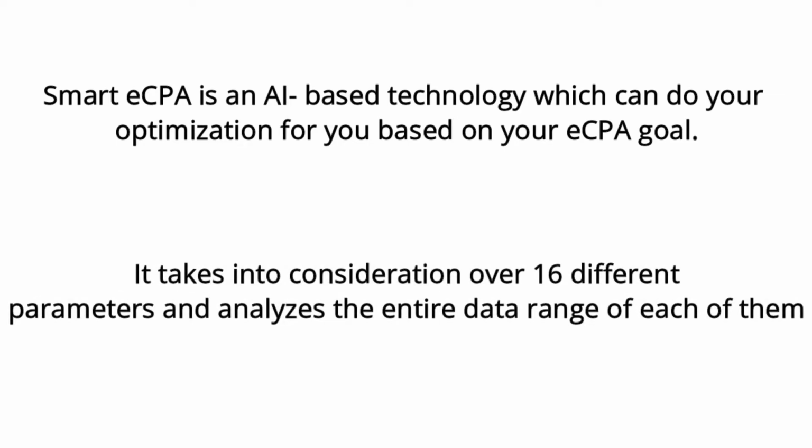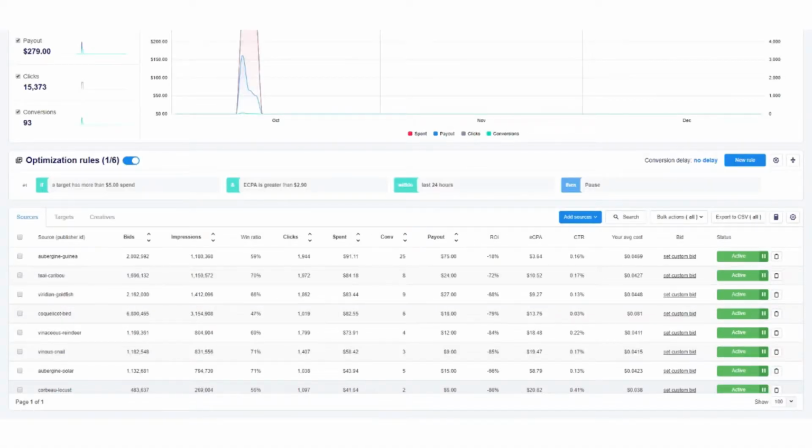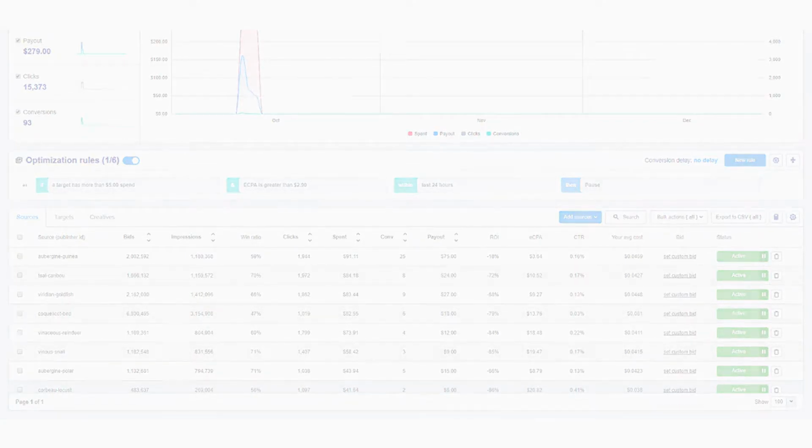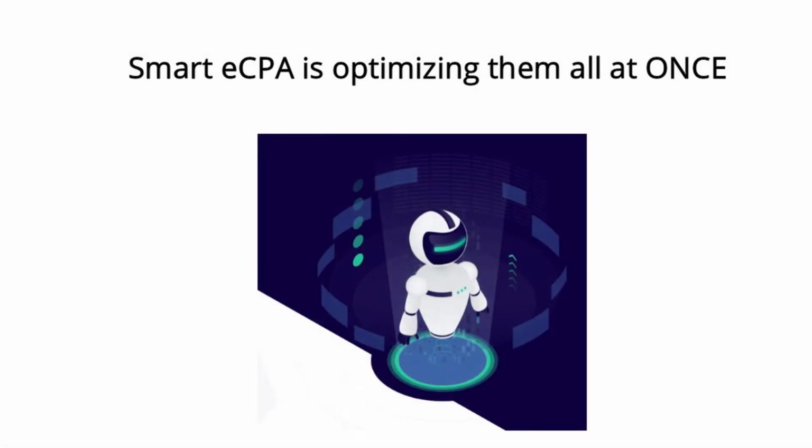The AI takes into consideration over 16 parameters, including device model and net speed, and analyzes the entire date range of each of them. For example, when you're optimizing sub-IDs one by one, tweaking the bid, pausing the targets, Smart eCPA is optimizing them all at once. It creates a level of optimization unreachable for any human being.